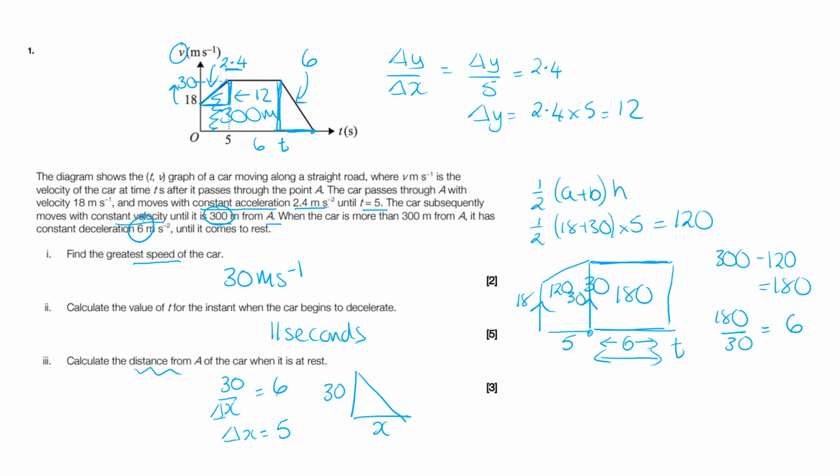So this bit here was 5, and then the area here is going to be half base times height, half times 5 times 30, which is half of 150, 75 meters. So that triangle is 75 meters. So the total distance we were from A is going to be the 300 plus the 75, which is 375 meters.